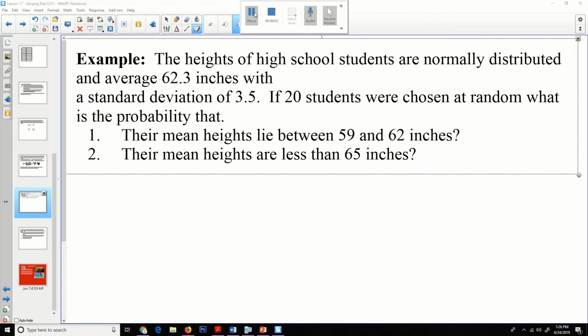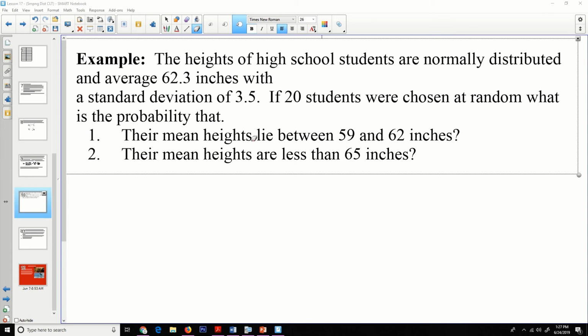The heights of high school students are normally distributed with an average of 62.3 inches with a standard deviation of 3.5 inches. If 20 students were chosen at random, what is the probability that A, their mean heights lie between 59 and 62 inches, and B, their mean heights are less than 65 inches? Okay, so they're asking for probability. That should be CDF. But they're saying if 20 students are chosen at random, what is the probability that the mean heights, not the heights of these students, lie between those two?